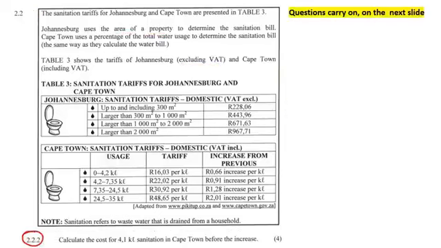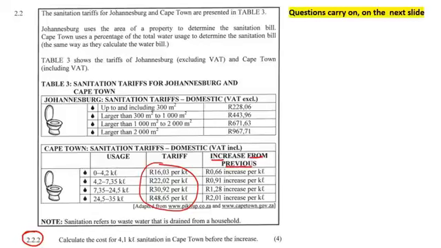So it says calculate the cost for 4.1 kiloliters sanitation in Cape Town before the increase. Okay, so they haven't made this table very clear, but if you spend enough time with this and look at it carefully, you would realize that these are the new prices. And then they're saying increase from the previous price. So what was the old price?